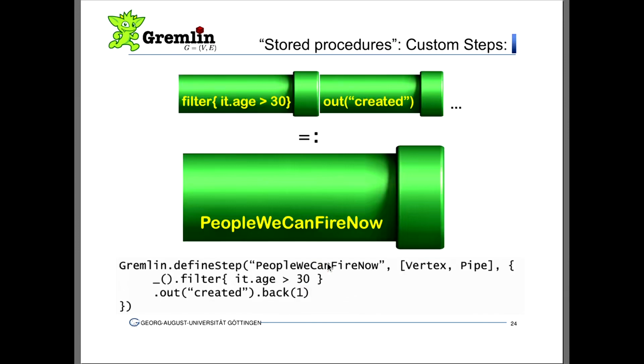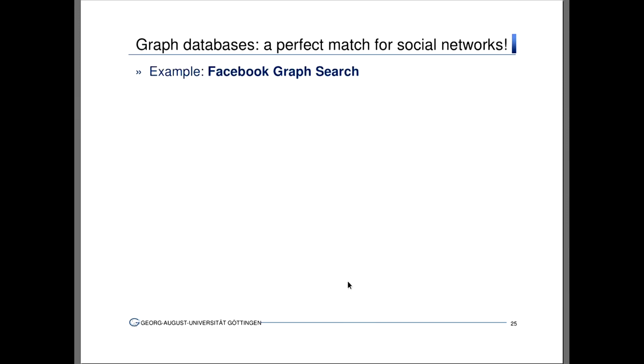The nice thing is, once you've created a walk like this, you can give it a name. So instead of always saying filter age is bigger than 30, out created, you can now say people we can fire now. And then you can reuse this again and again. This is what a definition like that would look like. It's very similar to a stored procedure. It means you don't have to ever write it again. And this is what we're going to make use of.